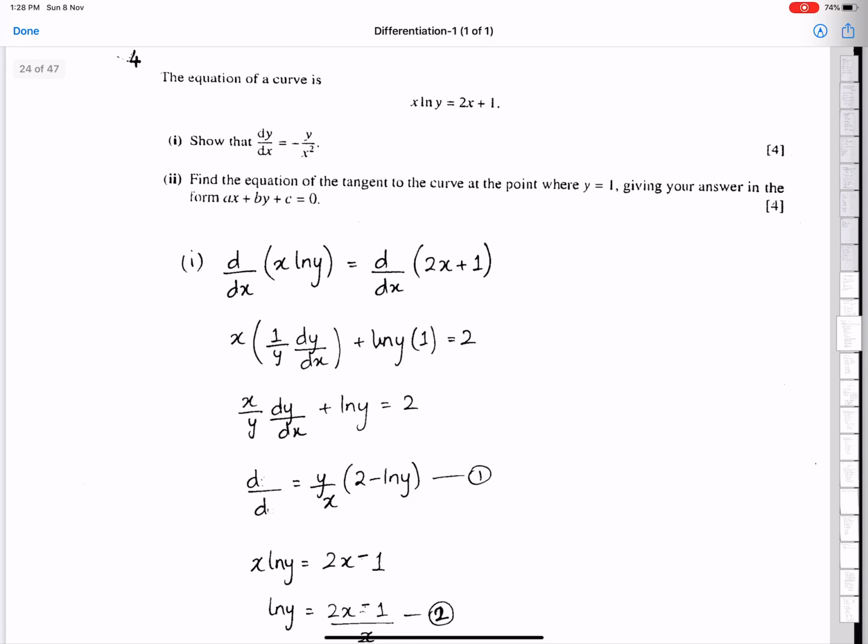Well, this is also an implicit function, x ln y = 2x + 1. First, write step number 1, and step number 1 is multiply both sides of the equation by d upon dx. If you won't write this step, you will lose 1 mark.